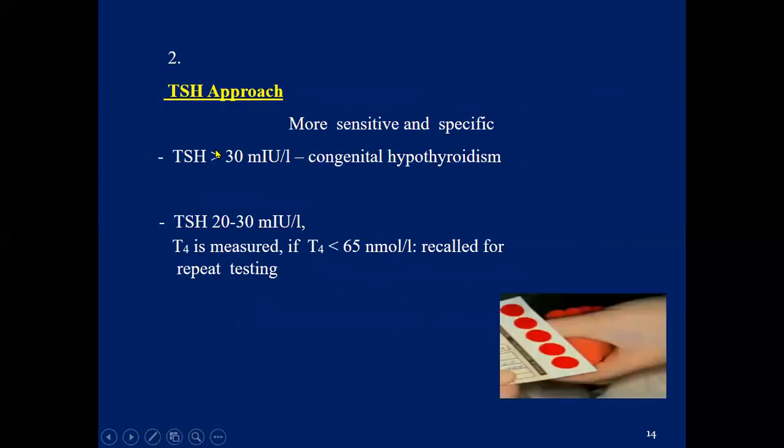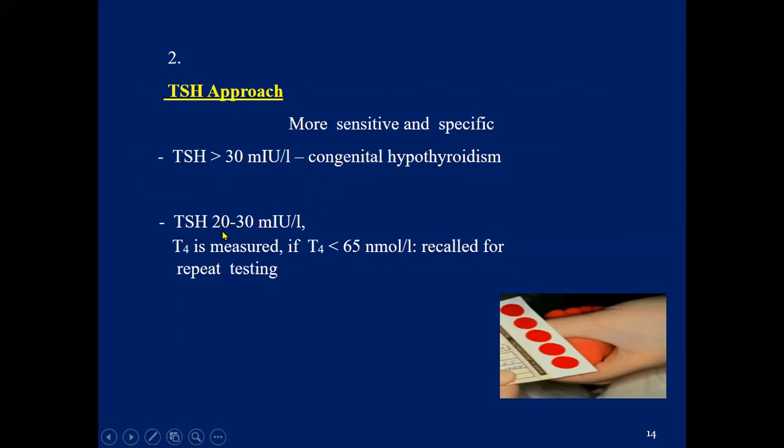The second strategy or approach, which is more sensitive and specific, is the Guthrie card. You have to just place one drop over the card, and it is sent to the main central lab for the diagnosis. Along with cretinism, there are many other disorders which can be diagnosed, and it is mandatory for all children to be screened for inherited metabolic disorders at the time of their birth. In this TSH approach, if it is more than 30 milli international unit, then congenital hypothyroidism is confirmed.